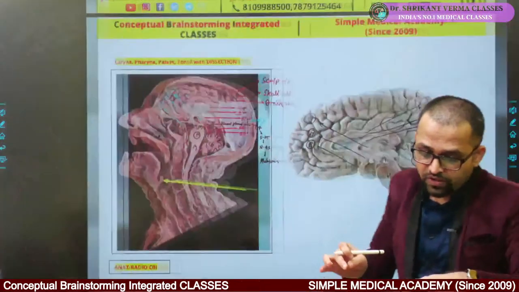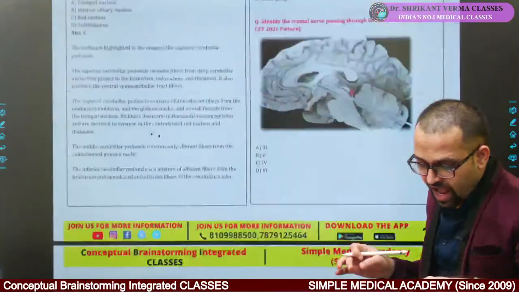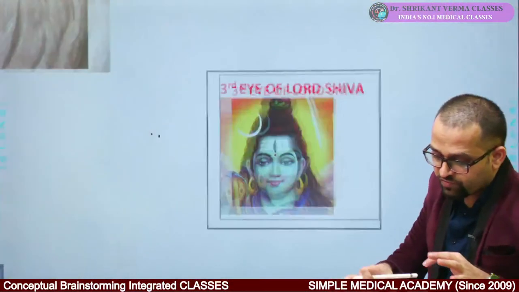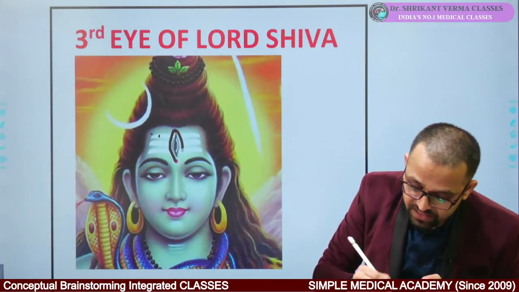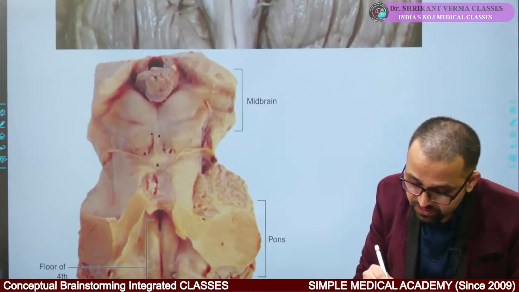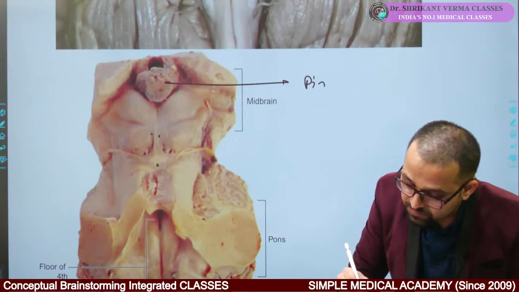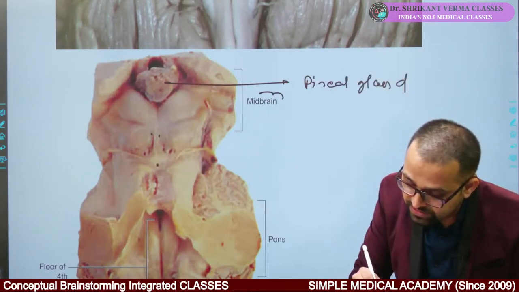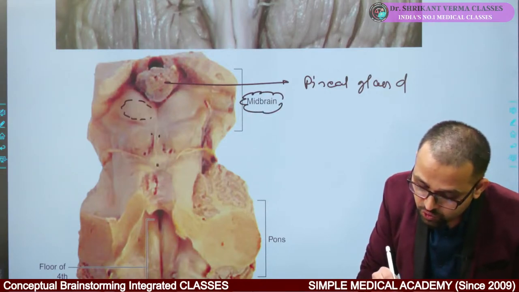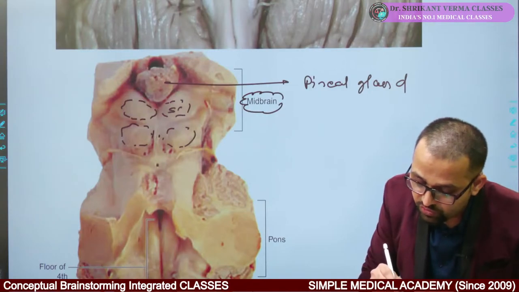Okay, so later in the neuroanatomy portion, I will teach you the third eye of Lord Shiva. Yes, this is nothing but the pineal gland. You will see this structure in our brain stem. Yes, can you see? This is our elevation. This is the pineal gland. Here you can see the midbrain, where you can see the superior colliculus, where you can see the inferior colliculus. Getting the point?